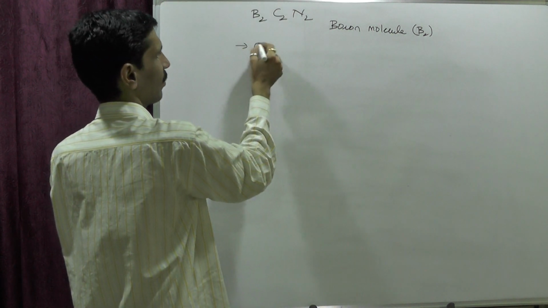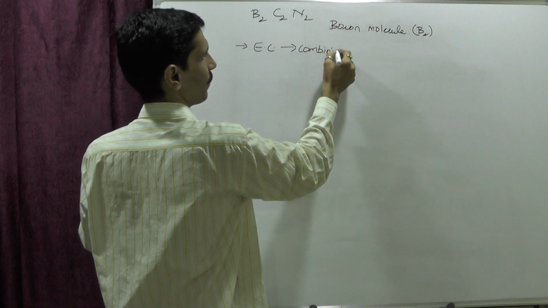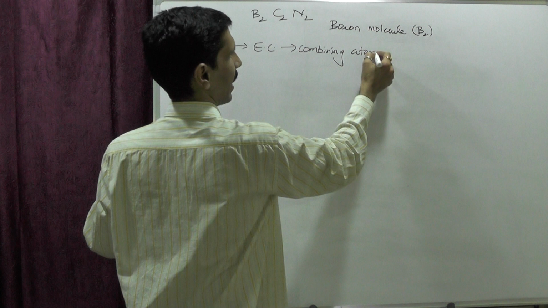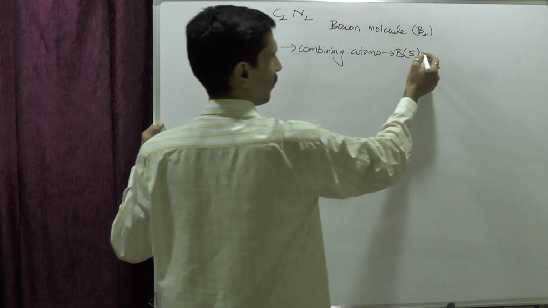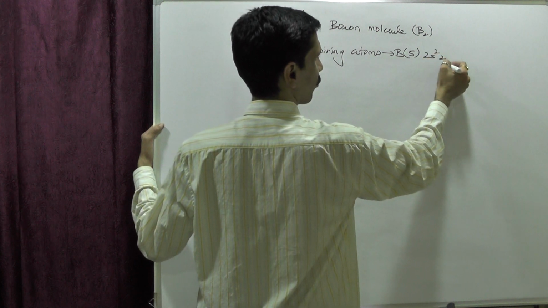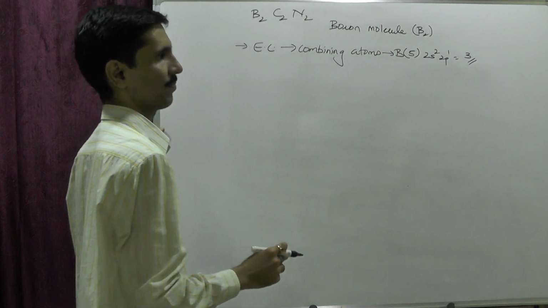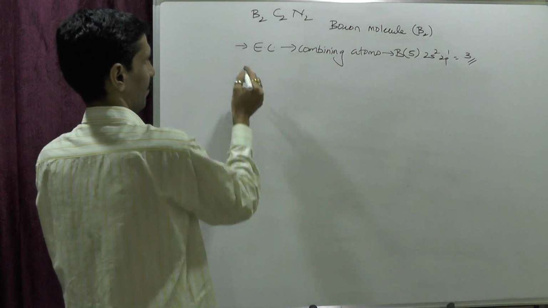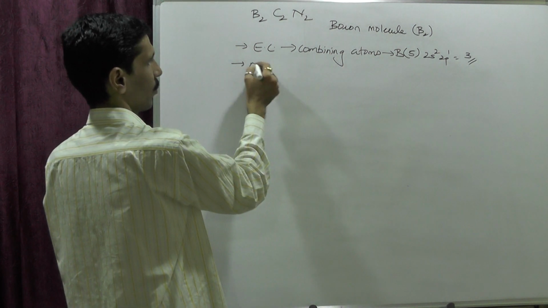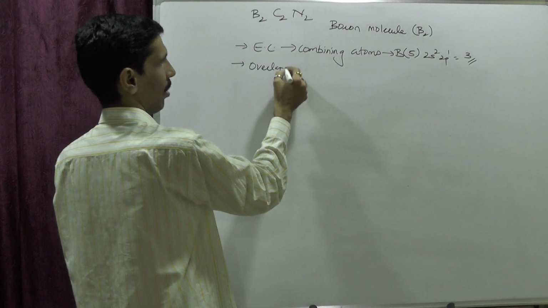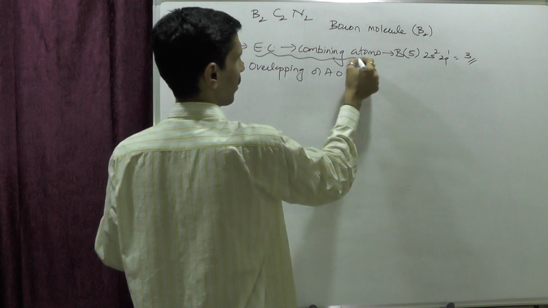The first point is, yes, you know it very well now, electronic configuration of the combining atoms. And that is going to be boron, atomic number of which is 5. We are only going to consider the valence shell electronic configuration, so it is 2s2 2p1. So that means we have 3 electrons per boron, so we have to arrange 6 total. 3 per boron, so 2 boron, 6. Next, we go into overlapping of atomic orbitals. Okay, you know all these things now very well.